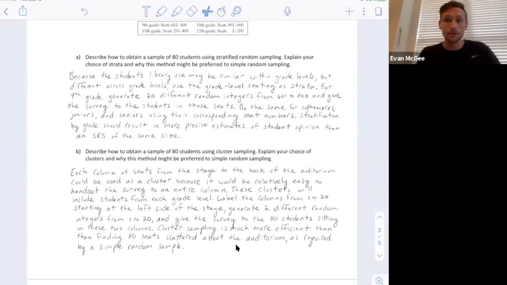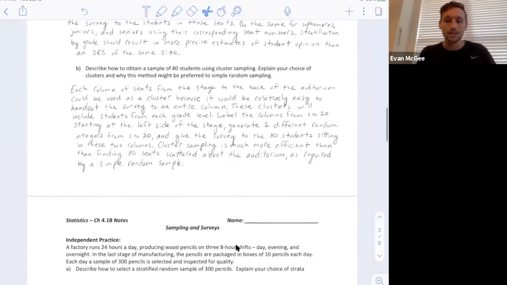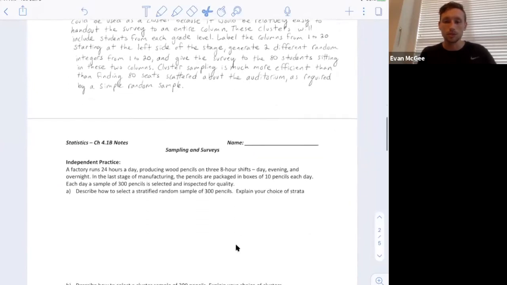So with this in mind, the difference between a stratified and a cluster sample, go ahead and see how you do on these independent practice problems on the next page.